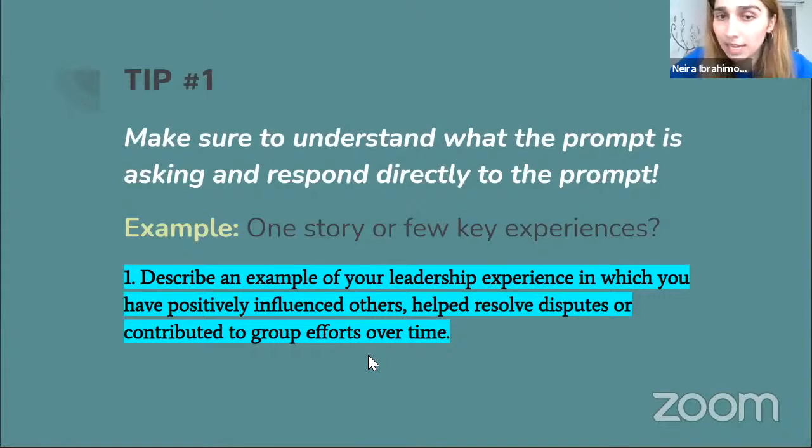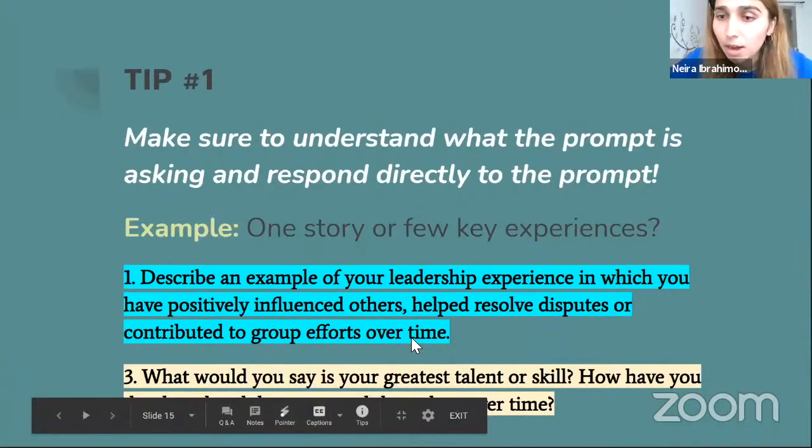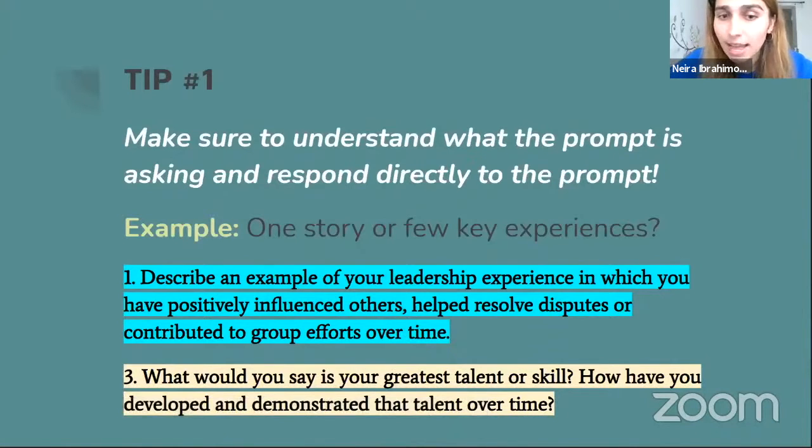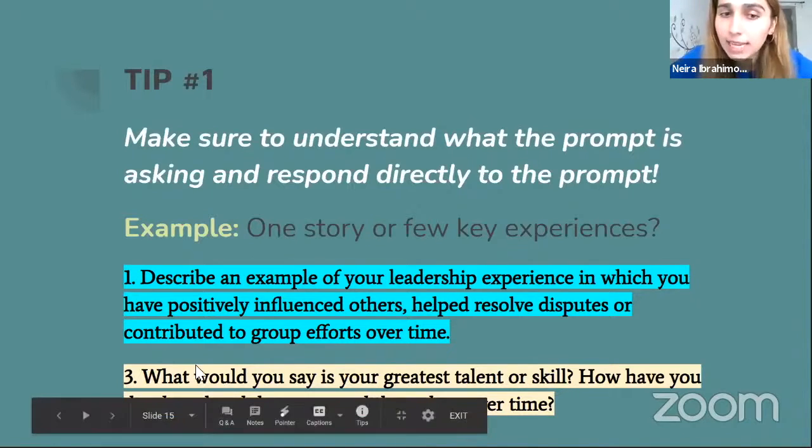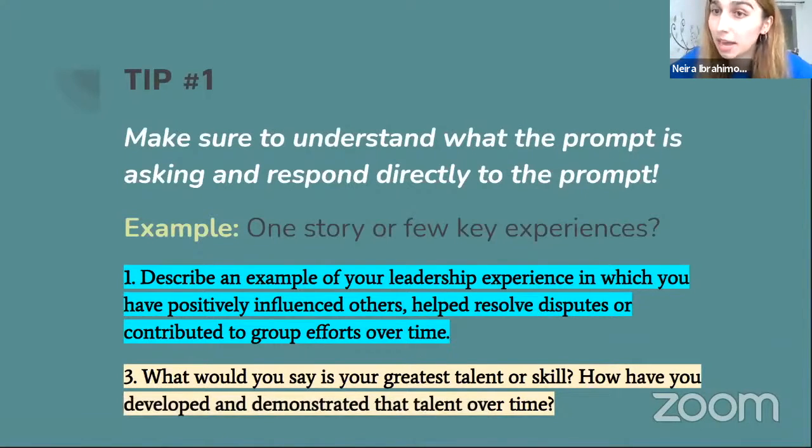Let's see an example of a few key experiences. This one right here, you see prompt number 3. What would you say is your greatest talent or skill? How have you developed and demonstrated that talent over time? Again, it says over time, but it's written in a different context. It's asking you to identify your greatest talent or skill, and then show how you have developed that talent over time. So if you just chose one key event where you were exhibiting this talent, let's say you're a really good mathematician, and you were just talking about one specific story where you really excelled, is that showing this talent over time? Is that showing this growth or continuity?